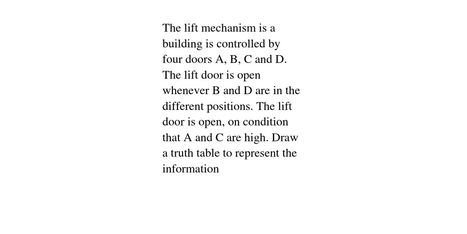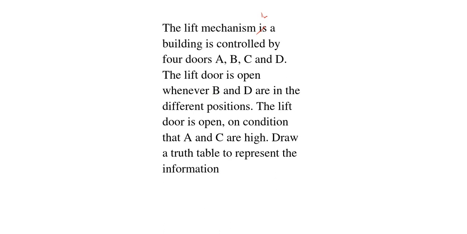The lift mechanism in a building is controlled by 4 doors. We have A, B, C, and D. The lift door is open whenever B and D are in different positions. The lift door is open on condition that A and C are high. Draw a truth table to represent the information.